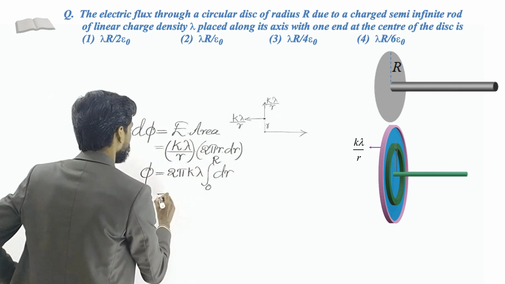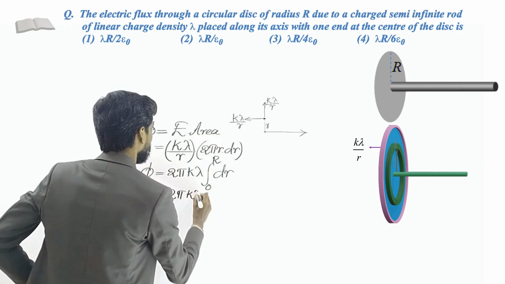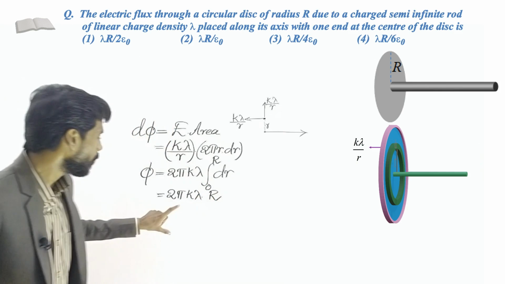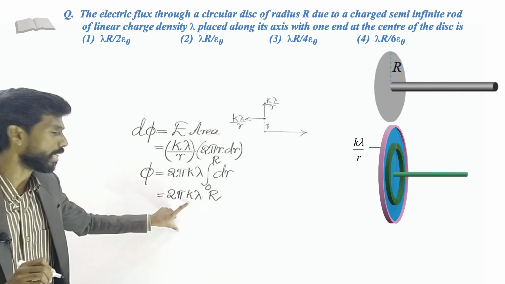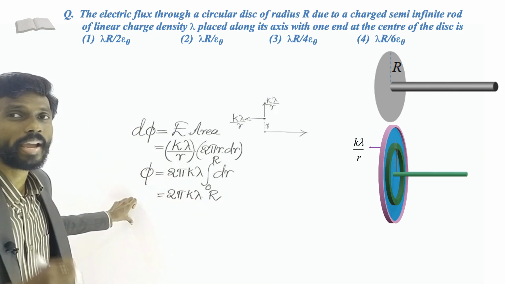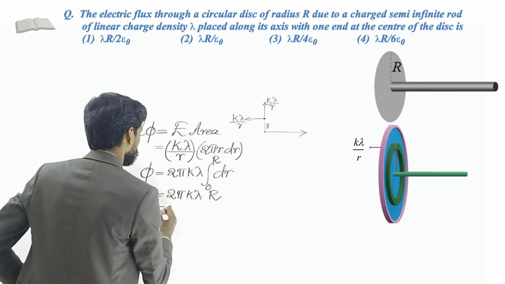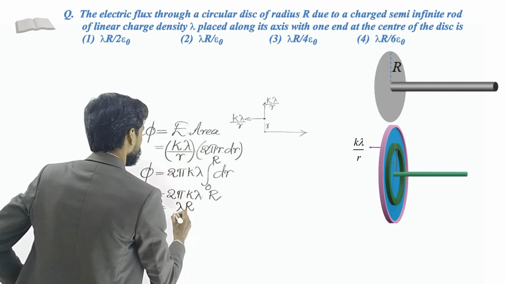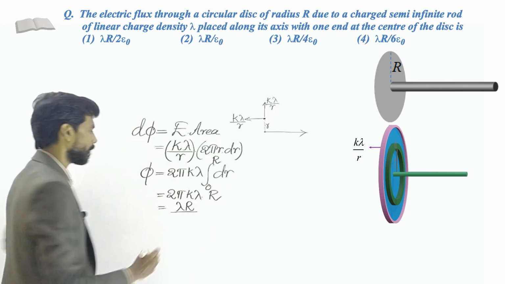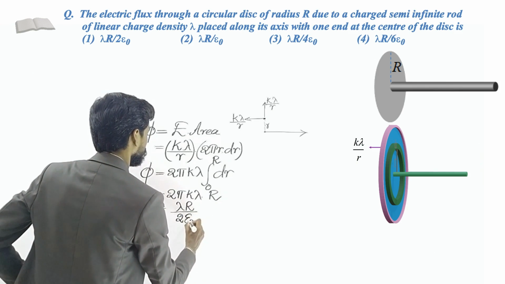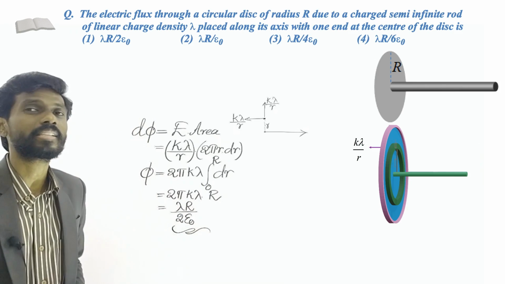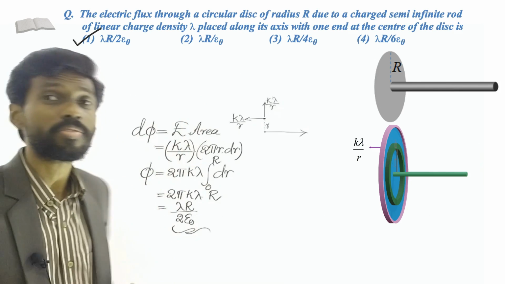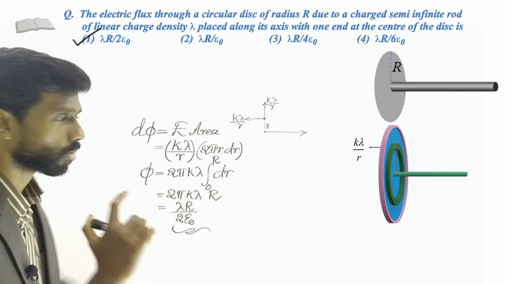If you simplify, you get the answer. This is 2 pi k lambda multiplied by R. But we will write the value of k in terms of epsilon 0. k can be written as 1 divided by 4 pi epsilon 0. If you substitute here, this pi gets cancelled, and we get lambda R divided by 2 epsilon 0. Do you understand? So this is the electric flux through the entire disk due to the electric field of that semi-infinite rod. So that is the answer.